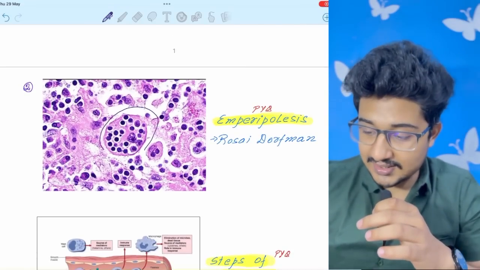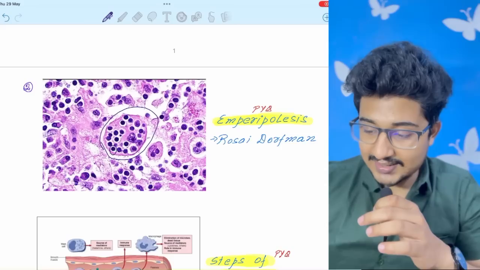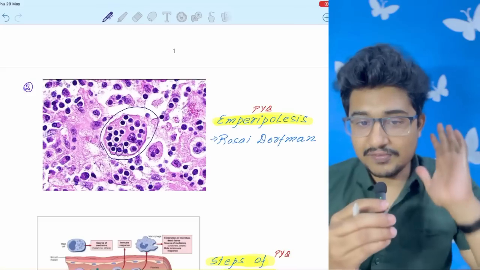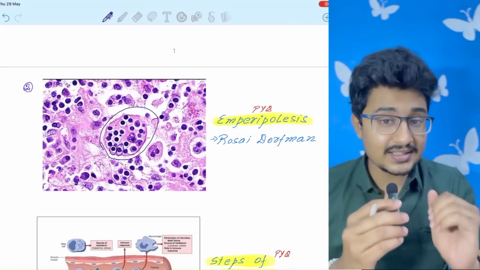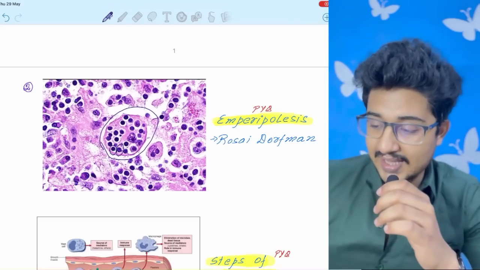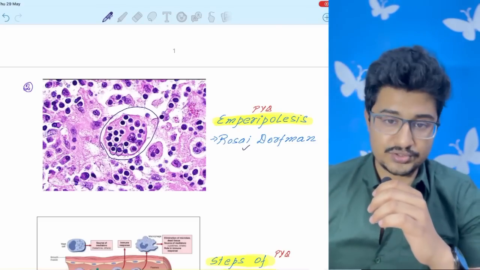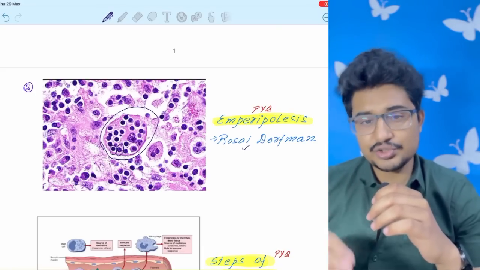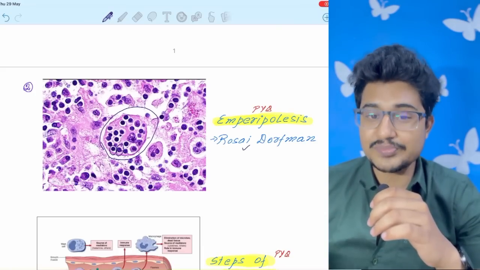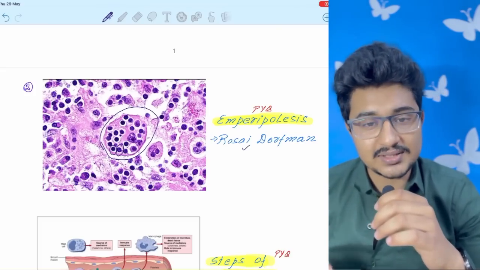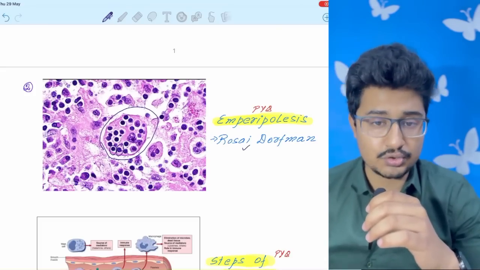Here we can see a large cell. Within that there are intact small cells. This process of having intact small cells in a large cell is known as emperipolesis, and the main disease it is found in is Rosai-Dorfman. It is also seen in hemophagocytosis associated with myelodysplastic syndromes and all the leukemias. But most commonly, the thing they ask in the question is the Rosai-Dorfman.